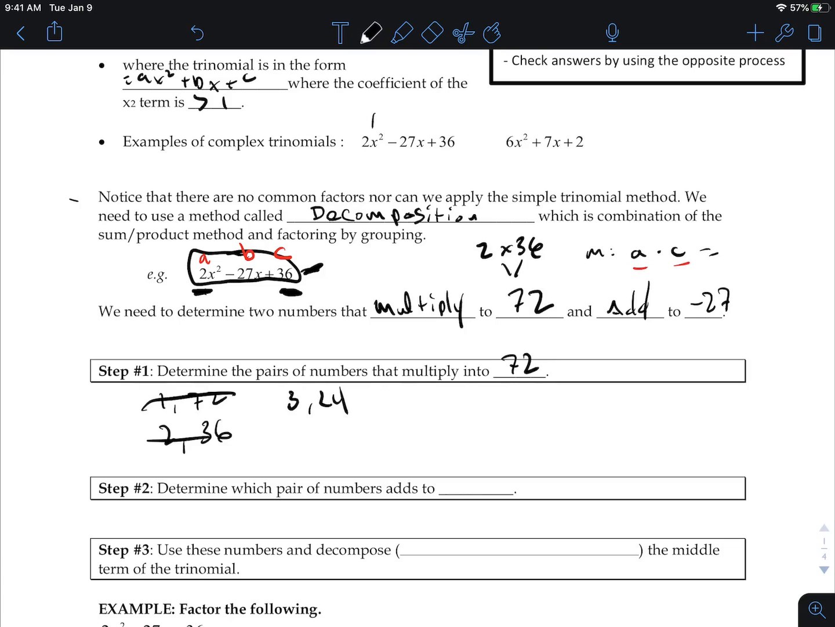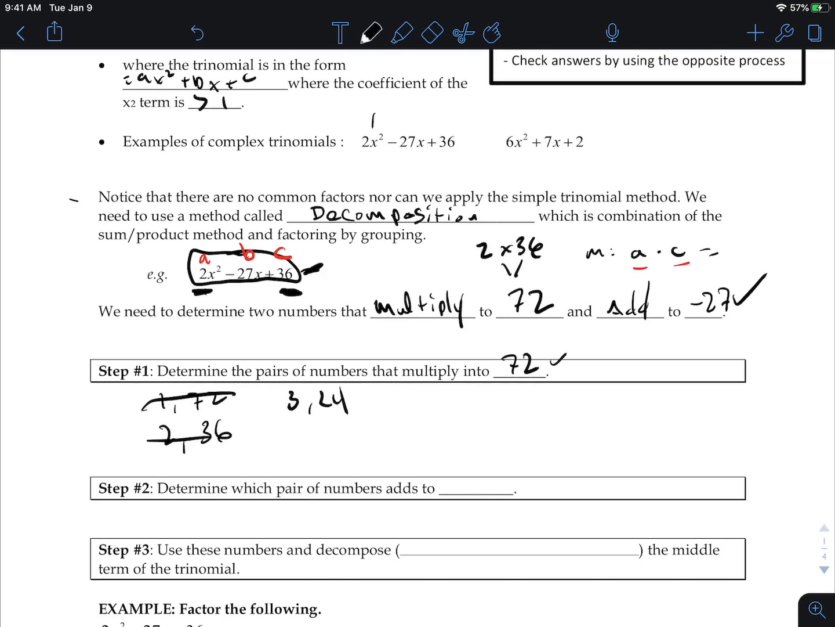As soon as I hit that number, I'm like, okay, if I added those two things together, I could get 27. But the problem is I need the 27 to be negative, but it still needs to be positive for the multiple. Yeah, Ian.